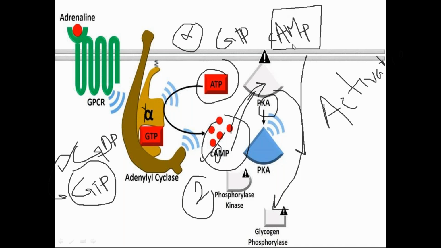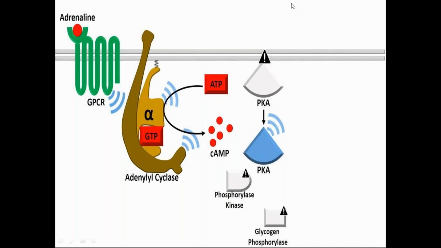This was your first pathway. Any doubt in this pathway? Write down the flow chart. In short, you can make the diagram and write down the pathway. Very, very important. This pathway is very, very important. Now let's see the second pathway.